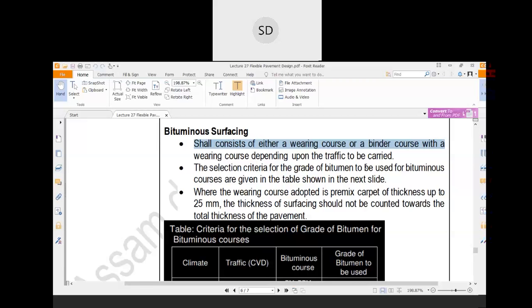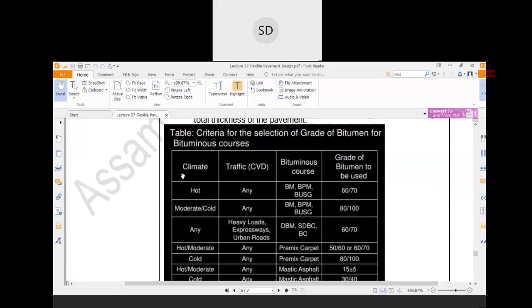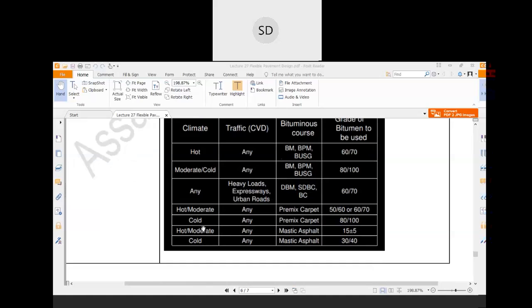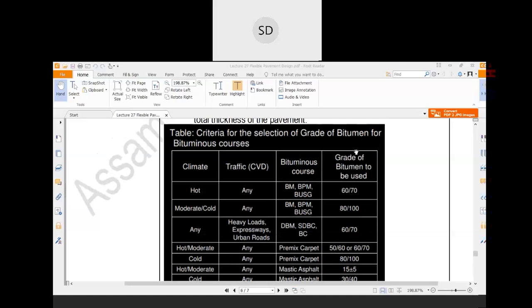Now, the selection criteria for the grade of bitumen to be used for bituminous course are given in the below table. So if the climate is hot, for any type of traffic, your bituminous course should be bituminous macadam, and the grade of the bitumen to be used is 60 to 70 grade. For example, these are the different climatic conditions, and based on the climatic conditions, you have different types of bituminous grade.